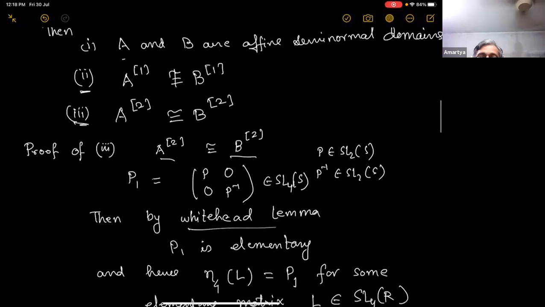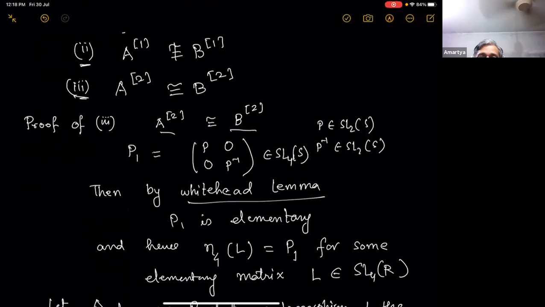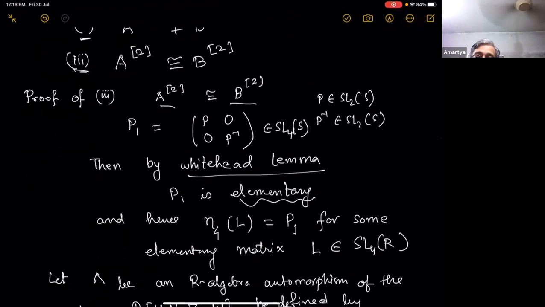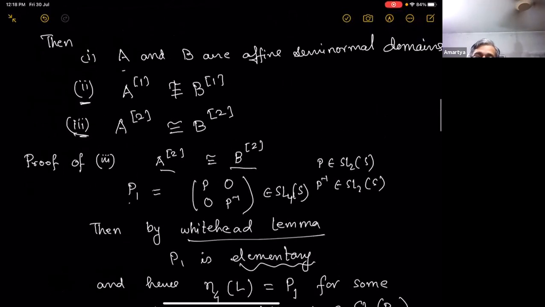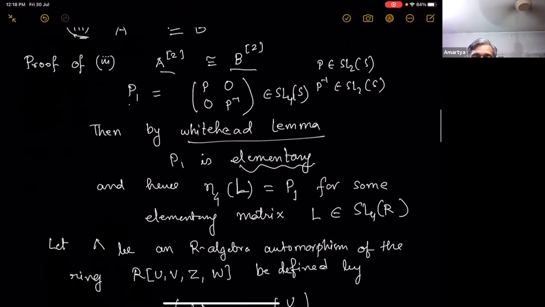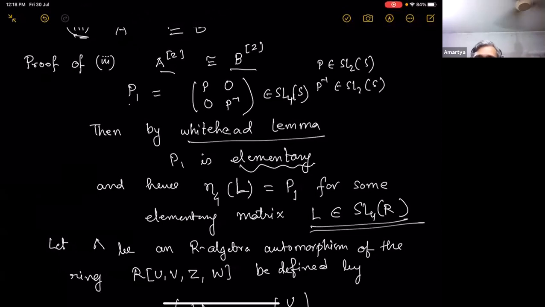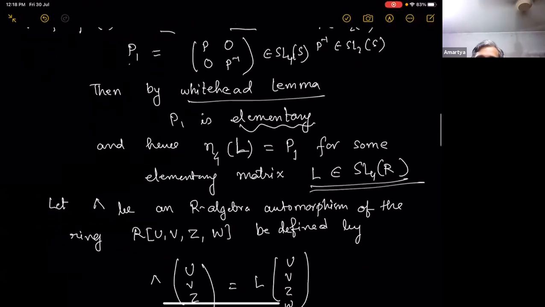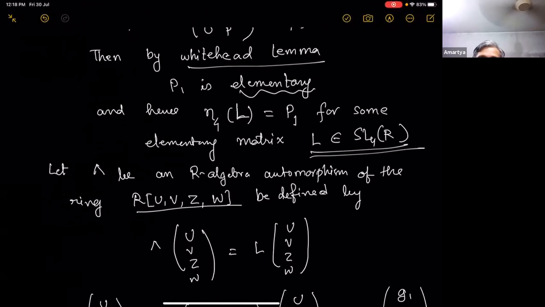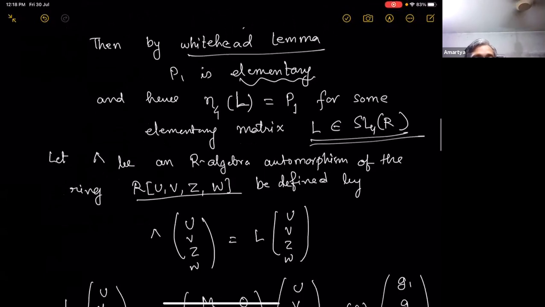And then by the Whitehead lemma, this is a very famous lemma, this matrix P1 is elementary. Elementary is something I will not define. So if P1 is elementary, then this map eta 4 has a lift. So you can find a matrix L in SL4, an invertible matrix whose image is P1. Because it's elementary, we can have a lift here. So we can talk about an R-algebra automorphism of the polynomial ring R[U,V,Z,W] defined by sending U, V, Z and W to this linear transformation L. So L is that matrix.